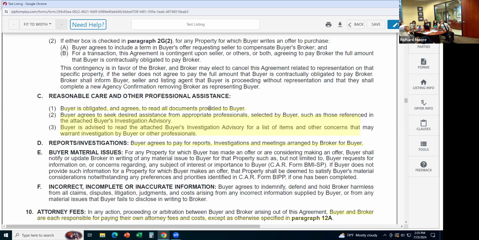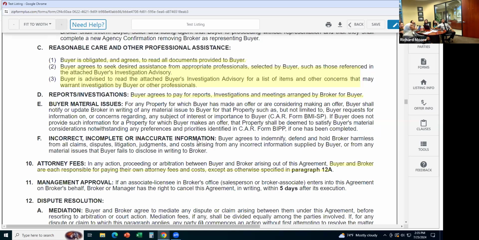And also on letter D here, reports and investigation, buyer agrees to pay for reports. So let them know upfront, if you want to do an inspection, you're going to have to pay for that inspection. So buyer agrees to pay for reports, investigations, and meetings arranged by broker for buyer. So even if the buyer says, Mr. Agent, Mrs. Agent, can you find an inspector for me and schedule it? Sure, I'll do that for you, but you're still obligated to pay, even though I scheduled it for you. Because they might say, hey, I'm not the one who called them, I'm not the one who scheduled it. Well, guess what? You signed right there that anything that I do on your behalf, you're going to pay for it. I mean, any investigations or meetings.